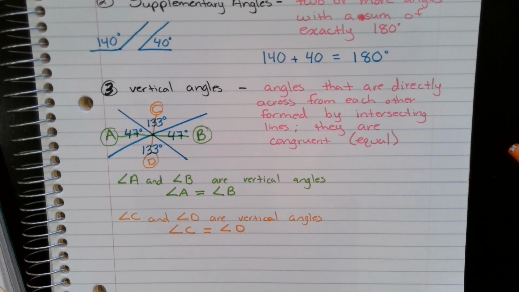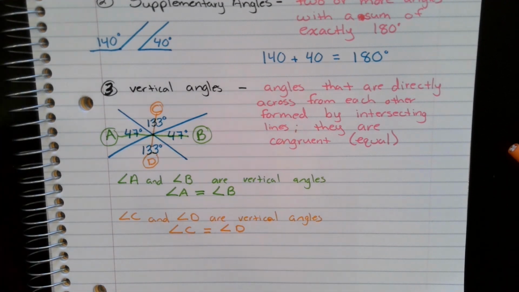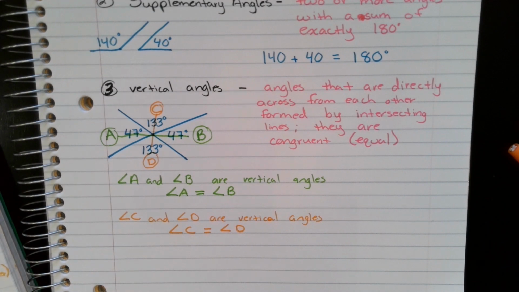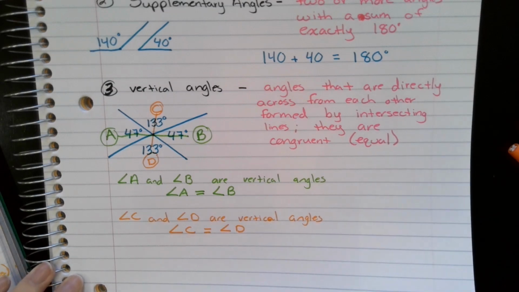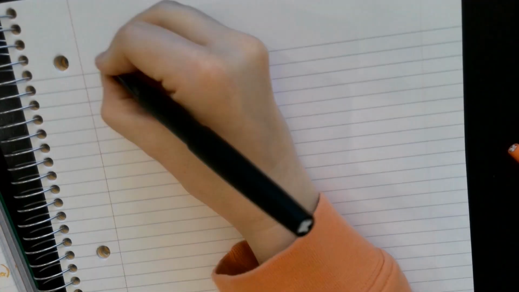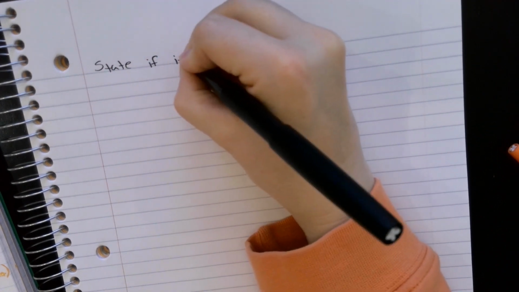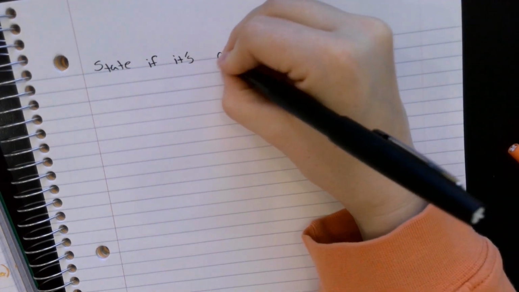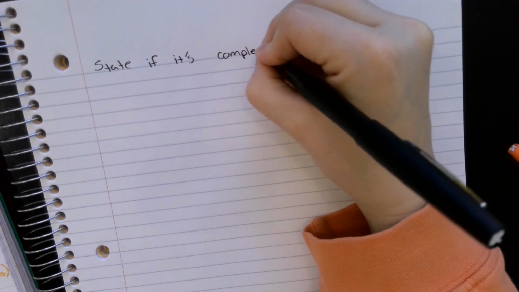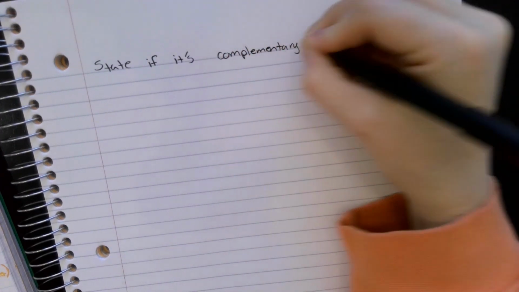So what I want to do right now real quickly is give you guys a couple of examples where you're going to identify whether it is complementary, supplementary, vertical, or neither. So I'm going to go ahead and turn the page to page 57 so I have a little bit more room. So you're going to state if the angles that I'm showing you are complementary, supplementary, vertical, or neither.